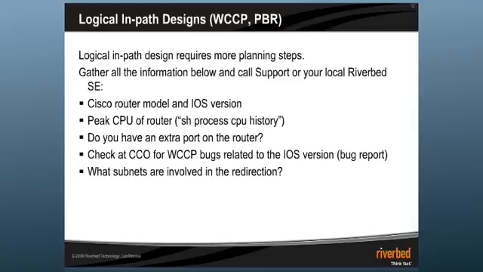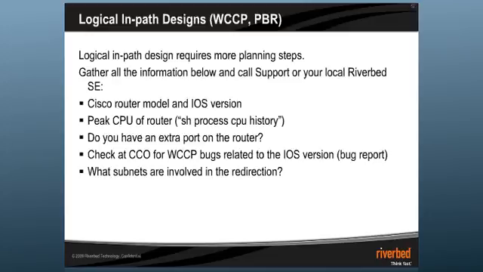As I said before, if you're doing a logical in-path design using WCCP or policy-based routing, you need to gather some information and let us know this information. So first of all, check the Cisco router or switch model and the iOS version that's running. We need to know the peak CPU of the router. We need to know if there's an extra port on the router that we can hang the steelhead off of. We need to check CCO, Cisco Connection Online, to see if there are any WCCP bugs for that iOS version.